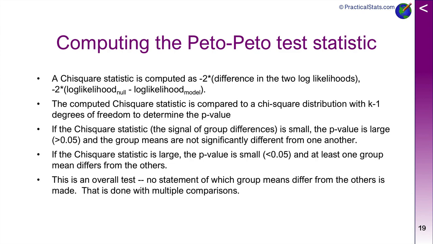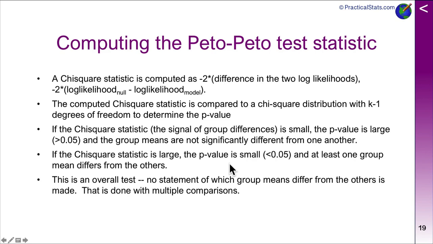So a chi-squared statistic is again computed as 2 times the difference in the log likelihoods, one with a model, one with no model, one with group differences, one without group differences. And if the difference between those 2 log likelihoods is big, it means that the model, the group differences, has explained a lot of the variation in the data. And so we are going to get a big chi-squared statistic in that case, which gives us a small p-value. And so we would reject the null hypothesis that the groups are all the same. So if there's a big effect, we'll get a small p-value and reject the null hypothesis that there's no difference between the CDFs, the set of percentiles in the groups.